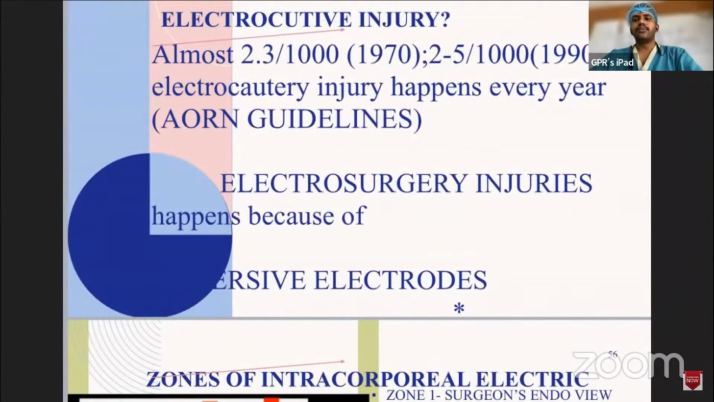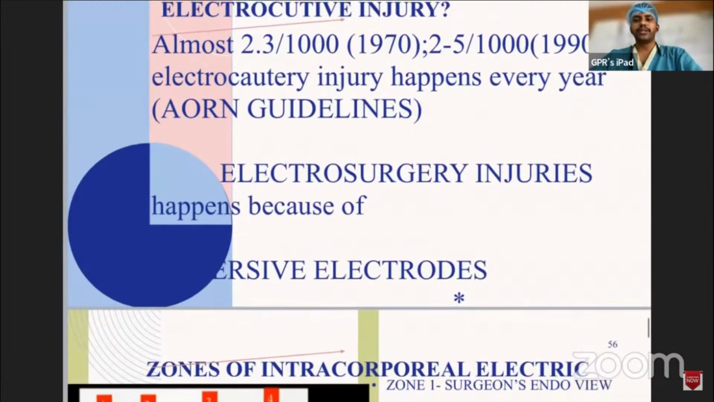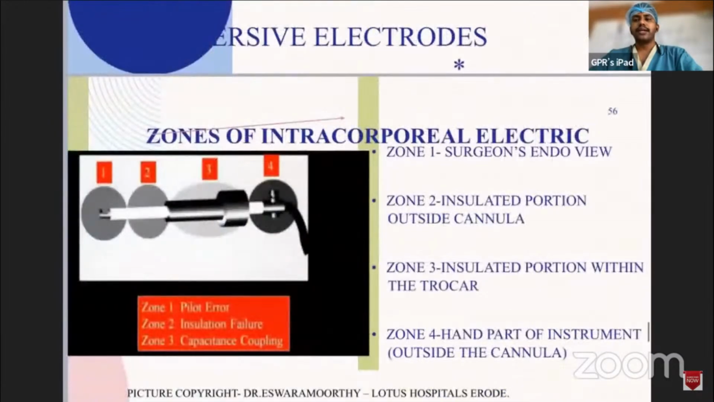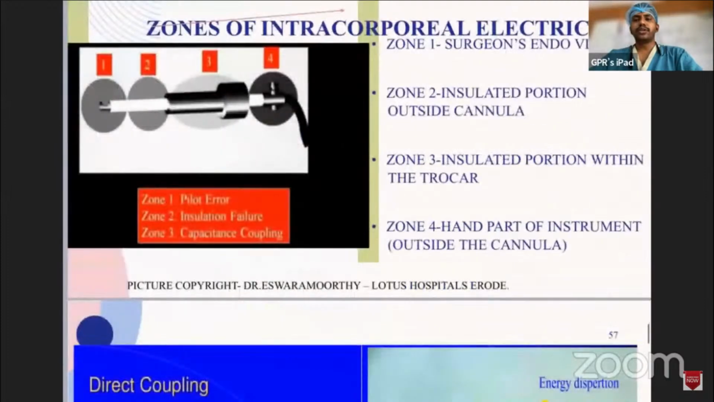It is stated that almost 2.3% out of 1,000 patients around 1970 had this electrosurgical injury. When it comes to 1990 data, it was like 2 to 5, and the current data is still a question mark. These electrosurgical injuries most likely happen because of corroded electrodes sometimes. And when it comes to endosurgical units, during endoscopic or laparoscopic surgeries, there will be intracorporeal electric current dissipation, which can happen at 4 different places.